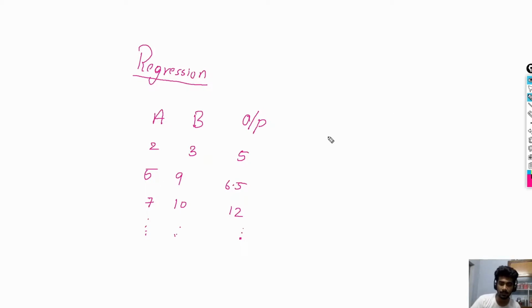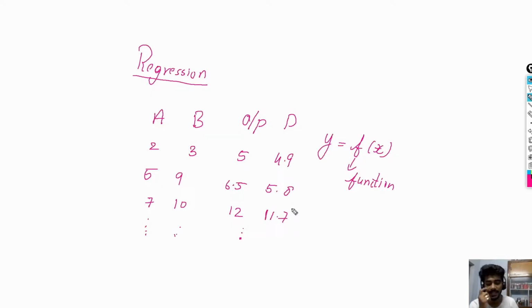For example, let us assume that y is equal to f of x is a function. The regression model tries to fit a function in such a way that the predicted values, let us assume 4.9, somewhere around 5.8, and somewhere around 11.7, are close to the actual values. The output variable is the actual value, and the predicted value p is the prediction for the actual value.